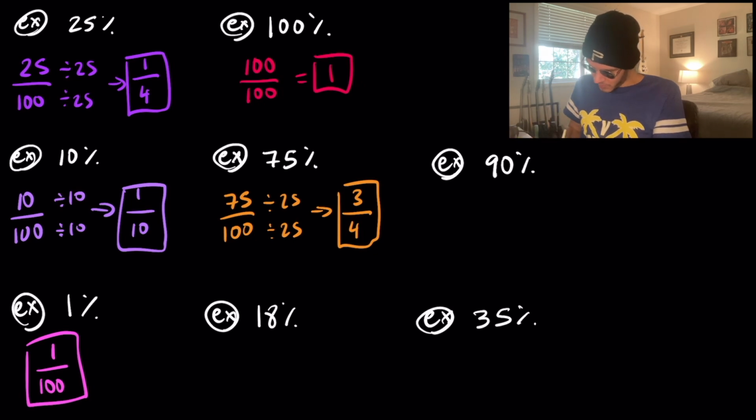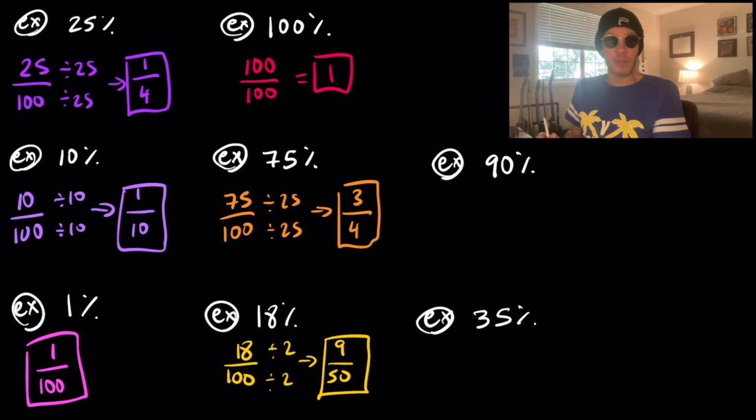All right, 18%, again, 18 out of 100. And I can divide both the numerator and denominator by 2, since they're even numbers. We'll see if we have to keep going. 18 divided by 2 is 9. 100 divided by 2 is 50. And we can't go any further than that. So 18% in fraction form is 9 over 50.